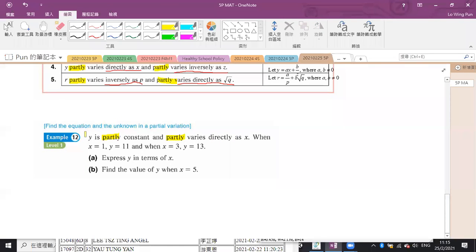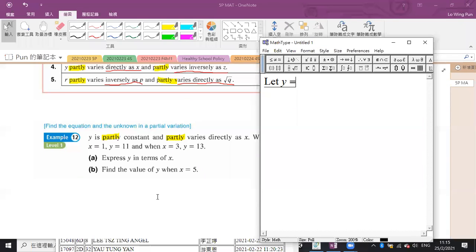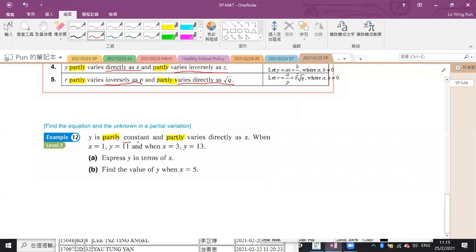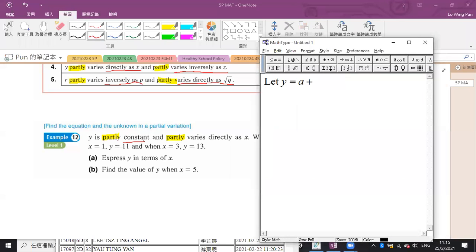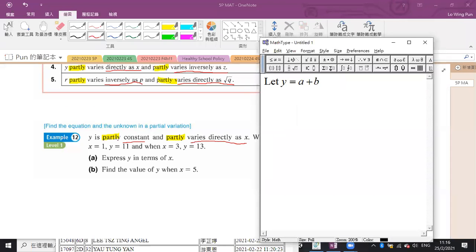Partly, we have two parts, so we are going to let y equal two parts. The first part is a constant, so it's just a. And then plus the second part, which varies directly as x, so it will be just b times x, where a and b are not equal to 0. Okay, this is part a.